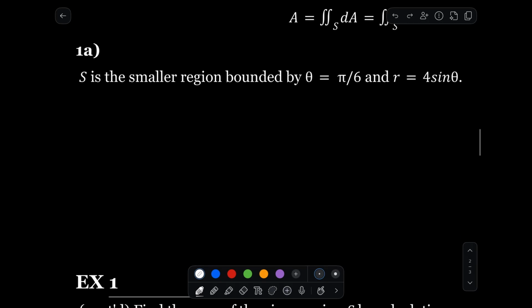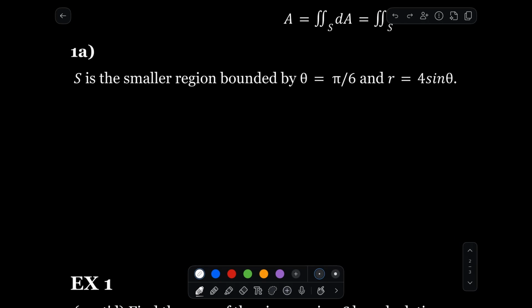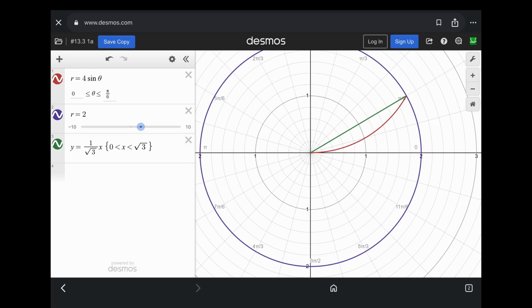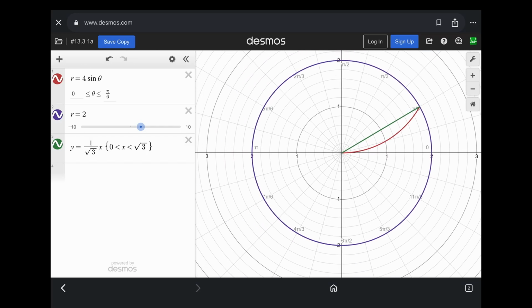For example, 1a, we have S is the smaller region bounded by theta equals pi over 6 and r equals 4 sine theta. So if you want to try and do this on your own, I would recommend getting some graphing paper out and maybe polar graphing paper. I don't know if you would have that on hand per se, or you can even use Desmos to look at this and analyze it. But let's jump right into it. I'm not going to even start integrating yet. I'm going to be looking at this curve on Desmos, which I just have right here, right? And part of it is we have our bounds, right? So we have r equals 2 and r equals 4 sine theta, right?